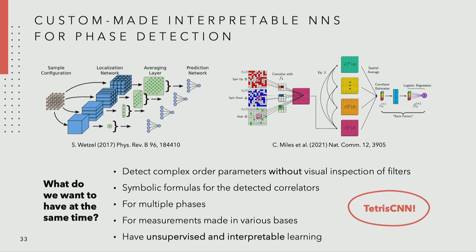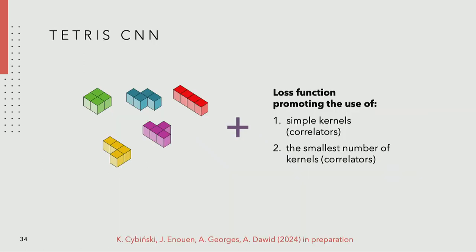Okay, and we believe that the solution is this Tetris CNN. So what is Tetris CNN? I'm lucky to present after Johannes, and Eliska, if you've been to the school, so you exactly know how convolutional neural networks work. But just to reiterate, the main feature is they have kernels or filters, which you can think of as a sliding window that goes through your image or from your data sample.